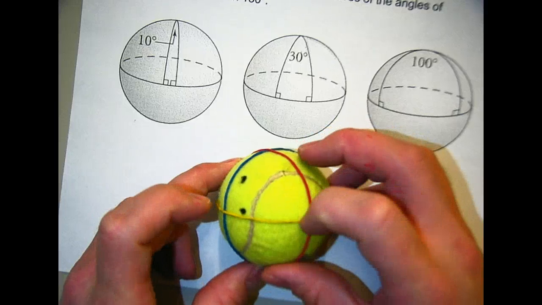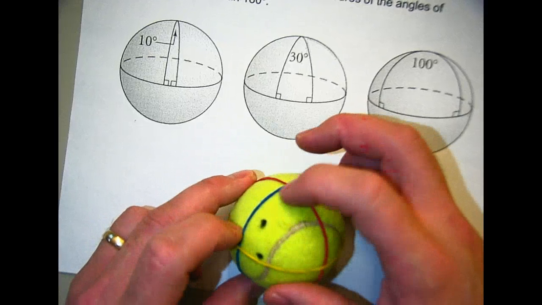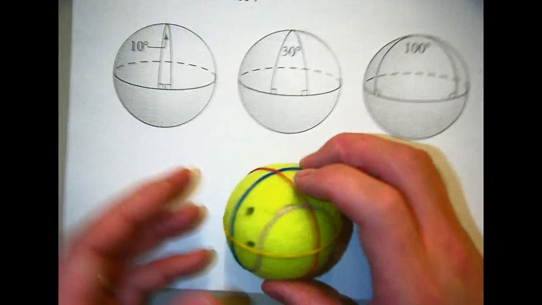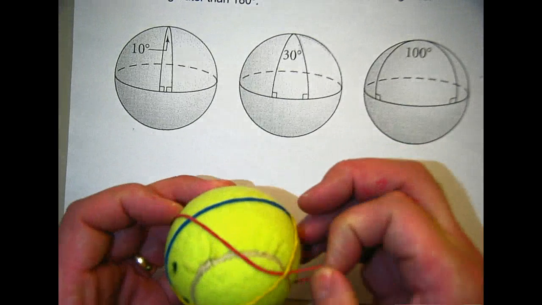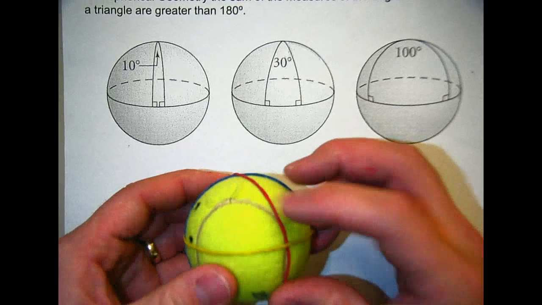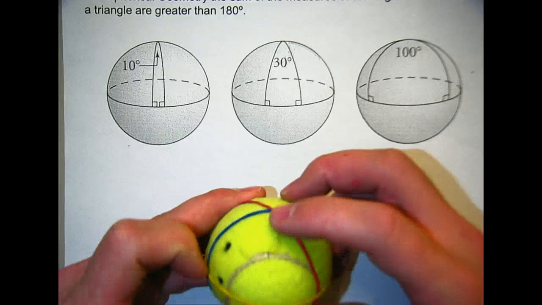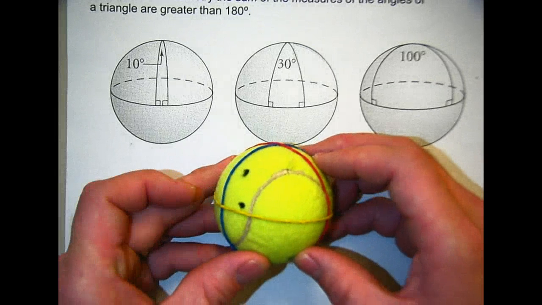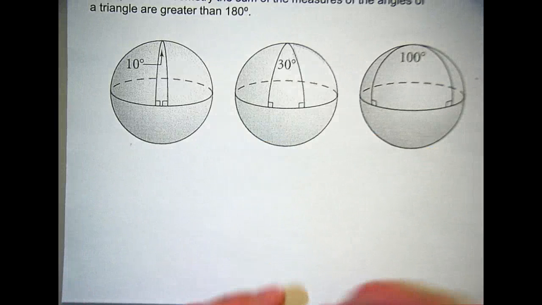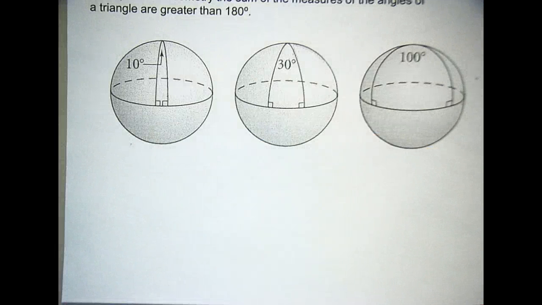So one angle could be a right angle, it could be 10 degrees, it could be 30, it could be 100, a huge angle depending upon how you form that last great circle. There it just got wider, it's still 90, 90, and up here it's greater than 90 now. So the sum of the measures of the angles of a triangle is greater than 180.